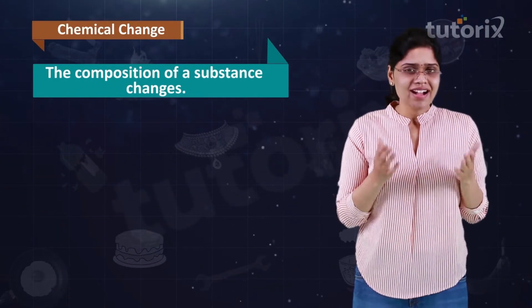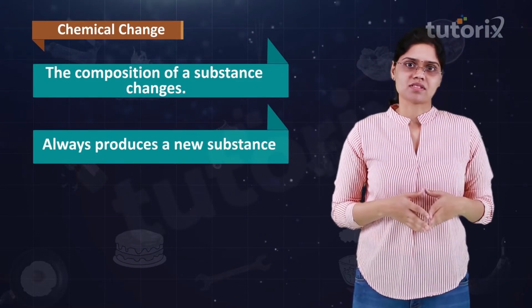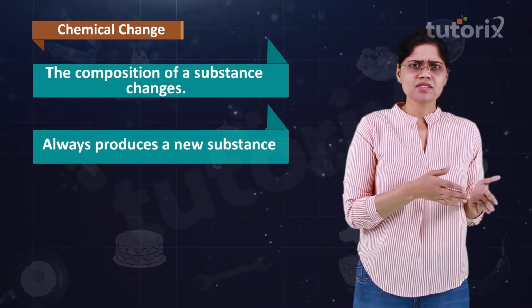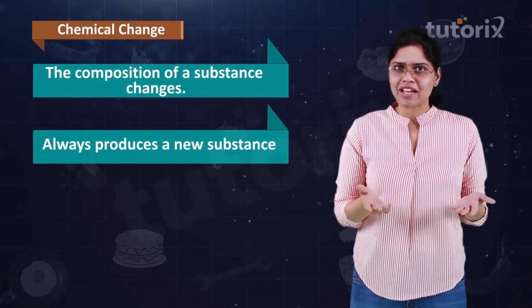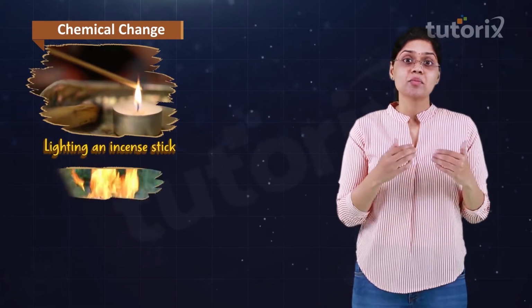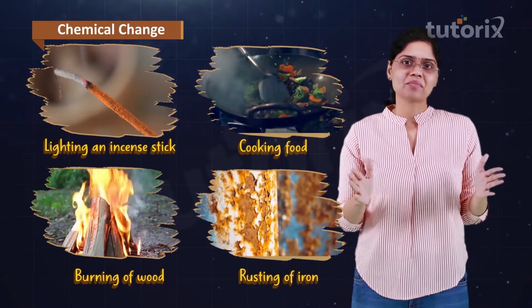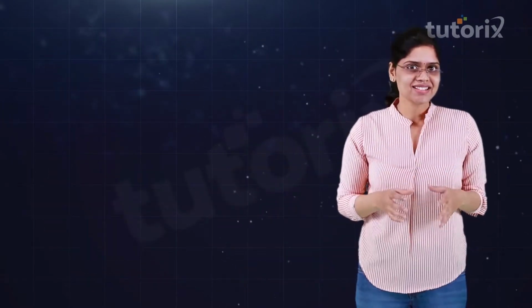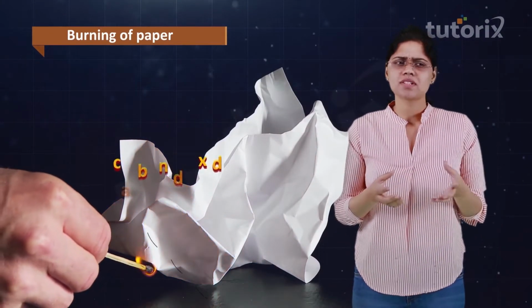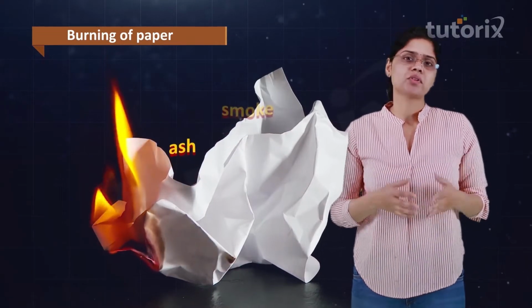A chemical change, otherwise called a chemical reaction, always produces a new substance. Obviously, the properties of this new substance will be different from that of the original substance, right? Now, lighting an incense stick, burning of wood, cooking food, rusting of iron are all examples of chemical changes. Let's take burning of paper for instance. When we burn paper, new substances like carbon dioxide, water vapor, smoke, and ash are produced.